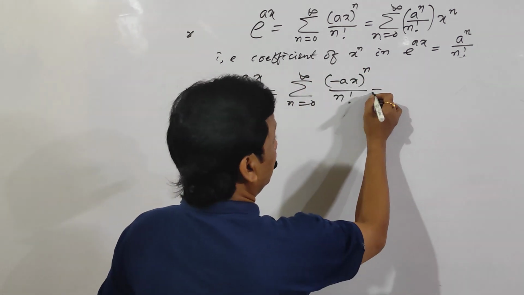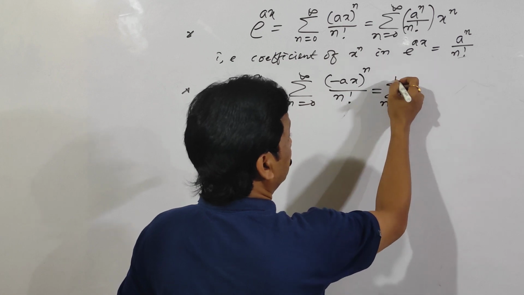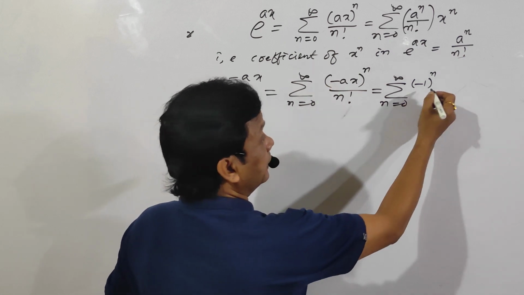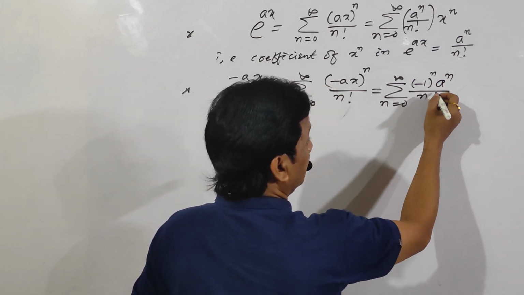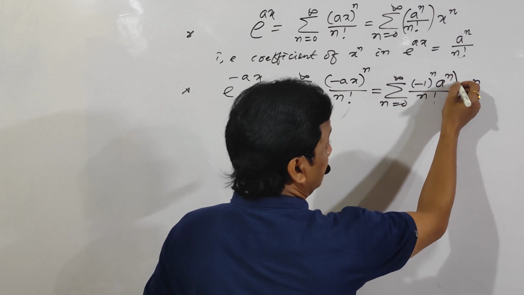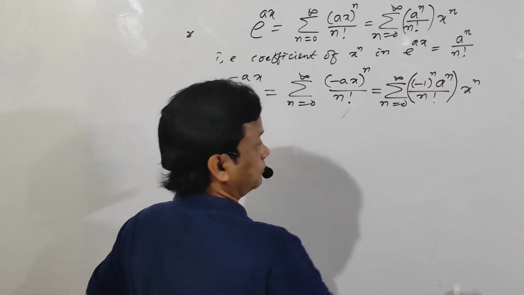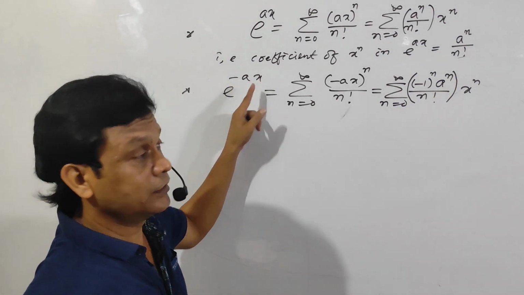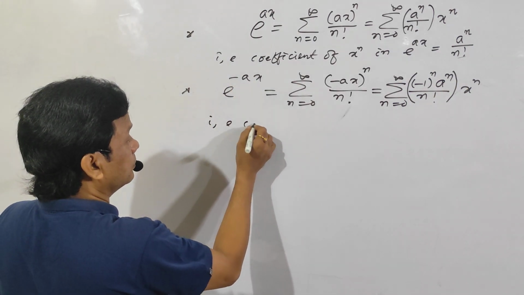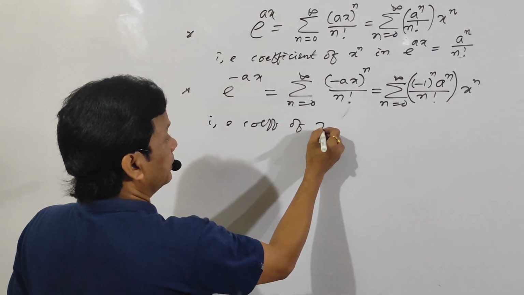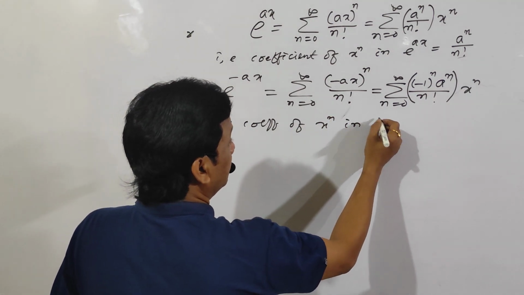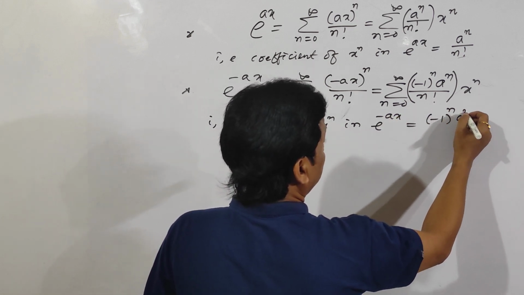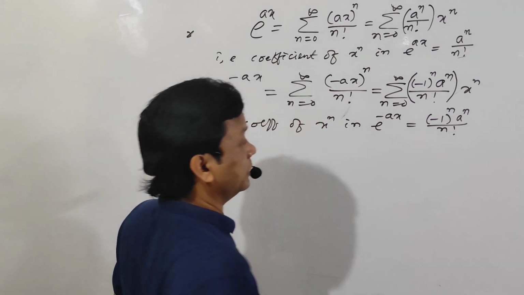Okay, so this one you can write summation n is equal to 0 to infinity minus 1 to the power n into a to the power n by factorial n into x to the power n. I can write like this in a simplified form. So this is the coefficient of x to the n in e to the minus ax. That means the coefficient of x to the n in e to the minus ax is equal to minus 1 to the n into a to the n by factorial n. So this is the answer.